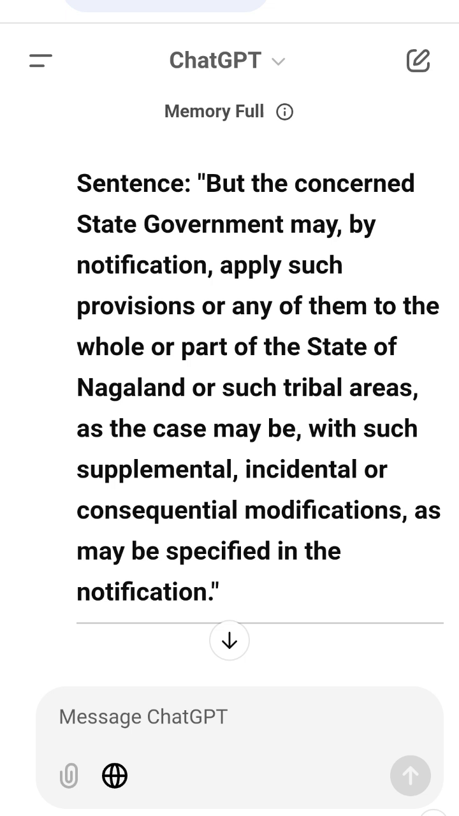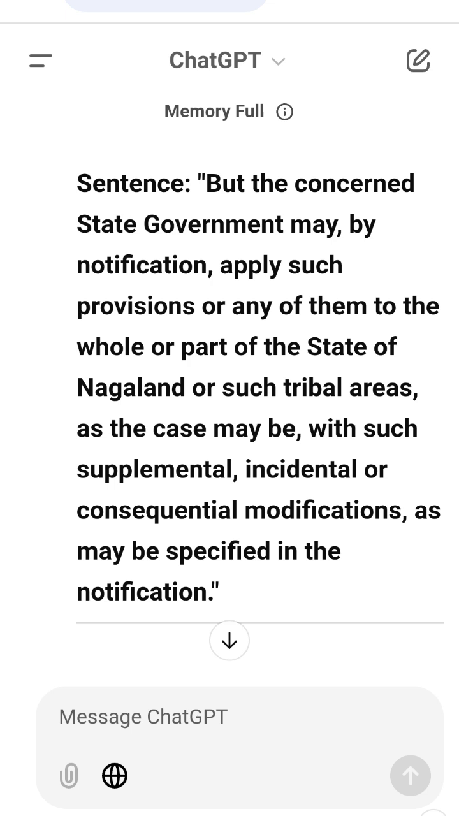Two: may by notification. This "may" means permission. It says the state government is allowed to do something. It's not compulsory. It's their choice. By notification means making it official. The government needs to write it down and tell everyone officially. Example, like an announcement in a newspaper or on their website.